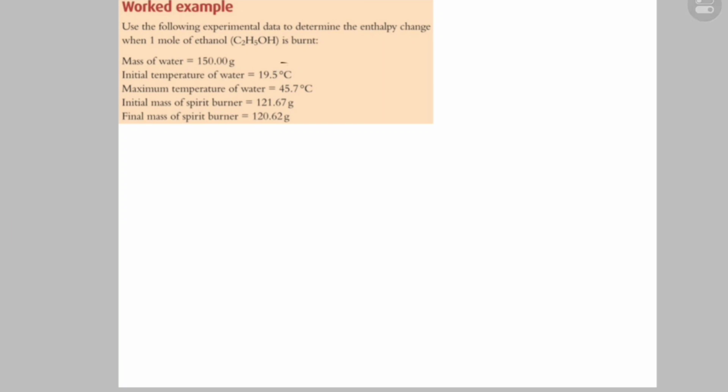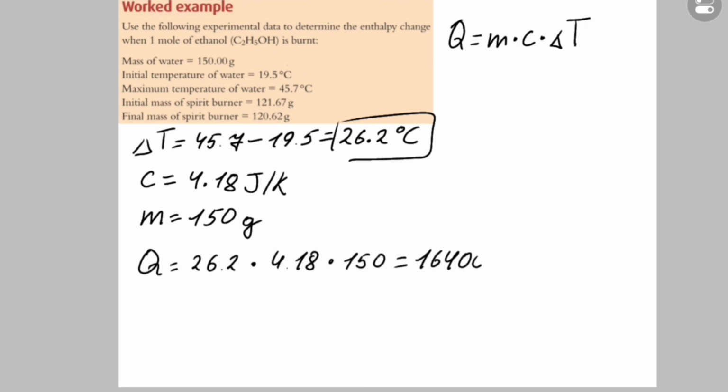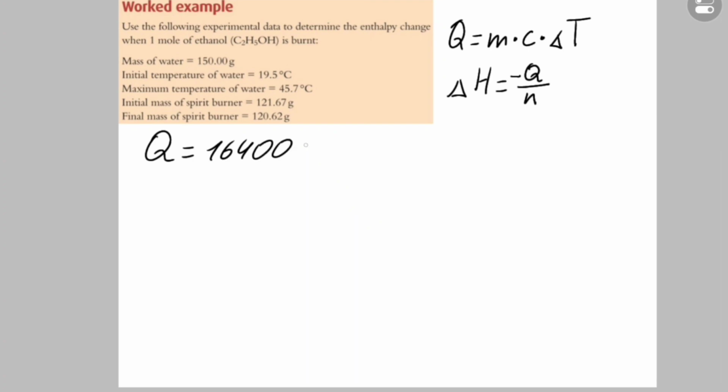And we need to know the delta T, so the change in temperature. We need to subtract the maximum temperature from the initial. So we multiply all these values to get the amount of heat in joules. The enthalpy change is measured in kilojoules per mole, so we need to convert our joules to kilojoules, as we know that 1 kilojoule is 1000 joules.